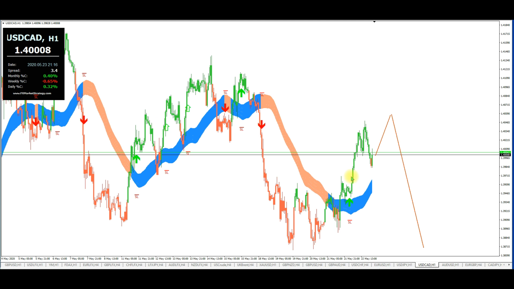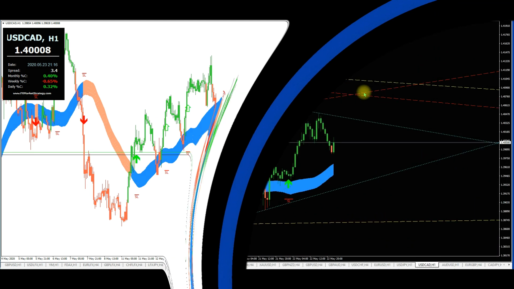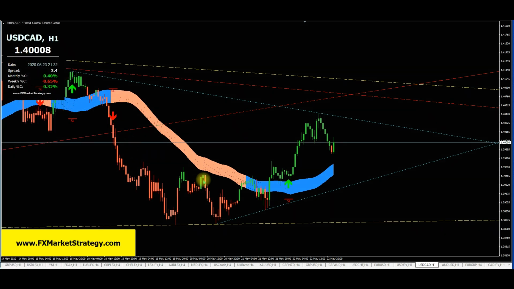USD CAD, only take the sell. Do not buy it. Don't buy it, guys. Don't buy it. So if you throw this, okay, guys, this is the APCO system with a black background only and trended.